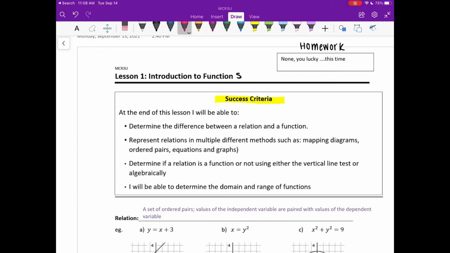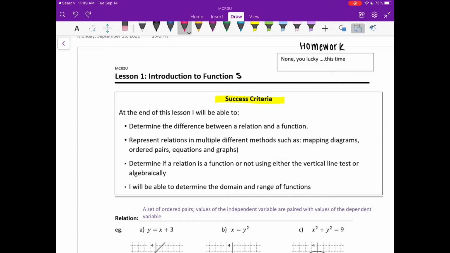So by the end of this lesson, you'll know the difference between a relation and a function. You'll know how to represent relations in multiple different methods, such as mapping diagrams, ordered pairs, equations, and graphs. You'll be able to determine if a relation is a function or not by using either the vertical line test or algebraically.